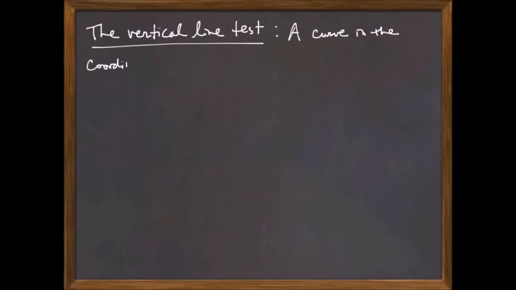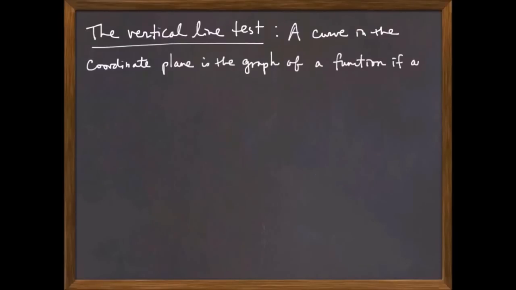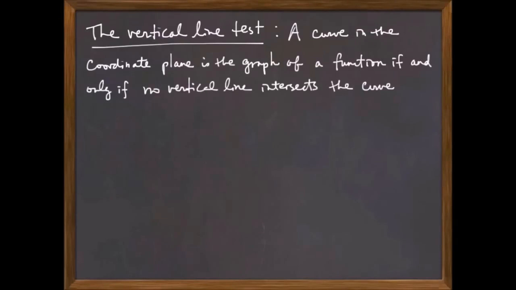The definition of function gives rise to a graphical test that is called the vertical line test. The test states the following: a curve in the coordinate plane is the graph of a function if and only if no vertical line intersects the curve more than once.